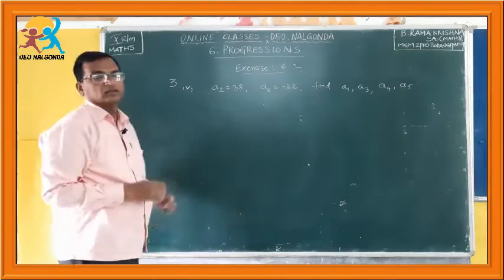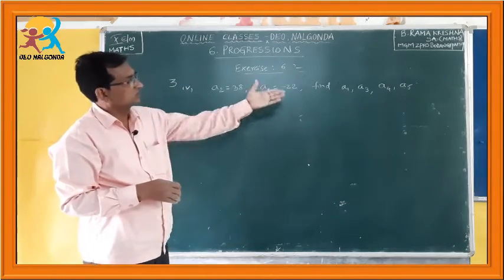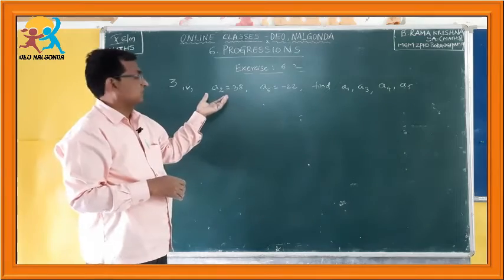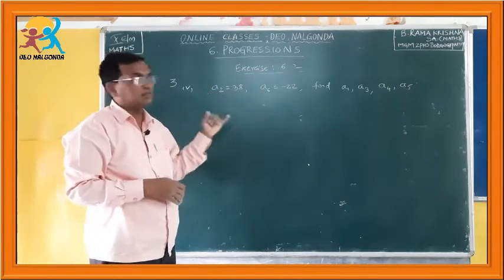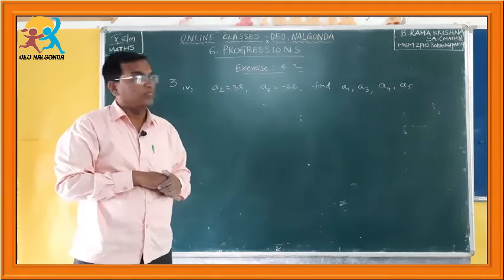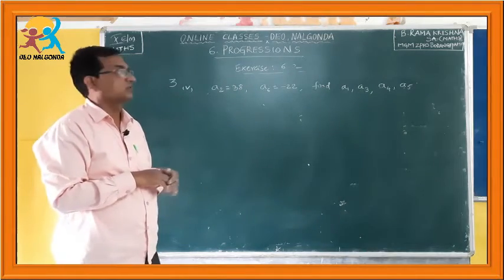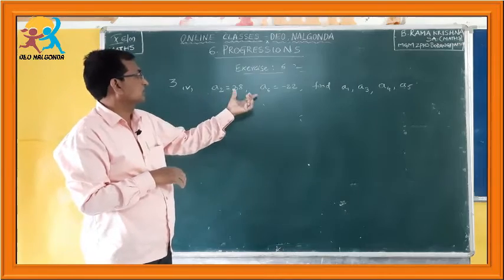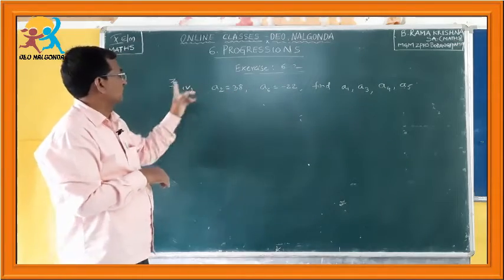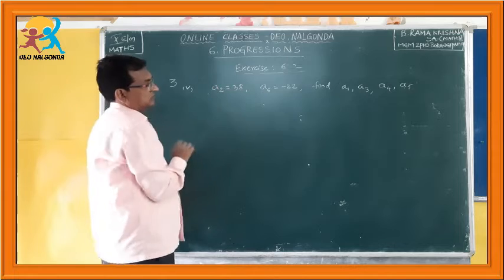Okay, let us try to find out those things which were asked. What was given? The second term was given, the sixth term was given, and you are asked to find out the first term, third term, fourth term and fifth term. So these are the terms which are in between, and the one which is in front of A2. So we have to find out those things.